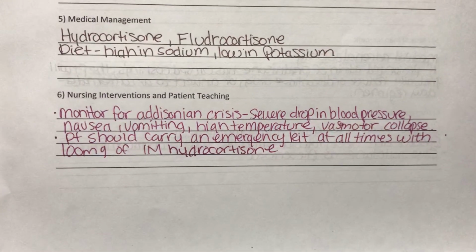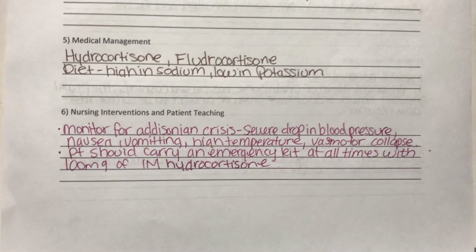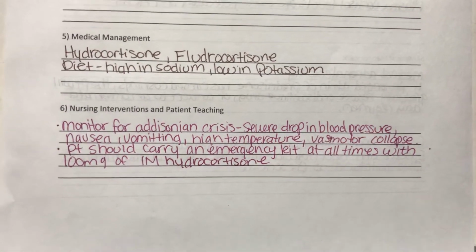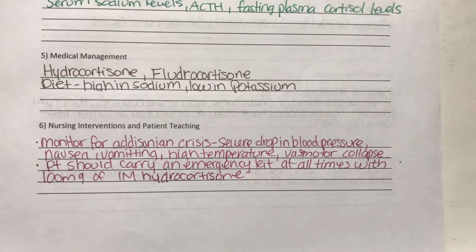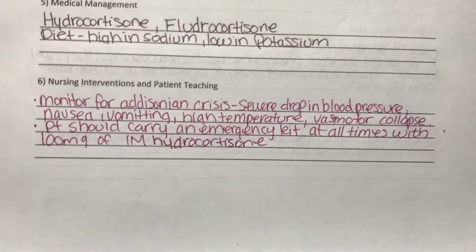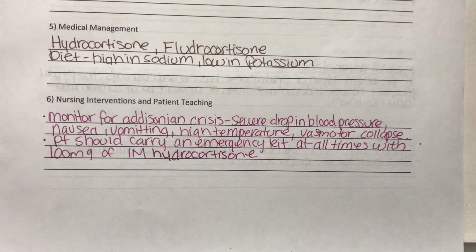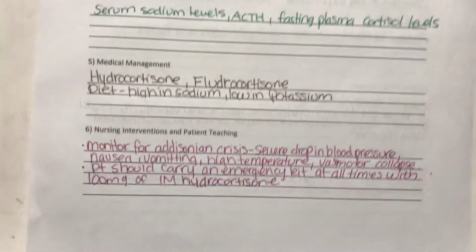So your nursing interventions, you want to monitor for Addison crisis, which is a severe drop in blood pressure. They're going to have nausea, vomiting, a high temperature, and that can lead to vasomotor collapse and even death. So the patient should carry an emergency kit at all times with 100 milligrams of IM hydrocortisone.